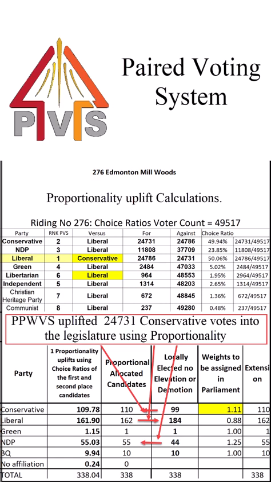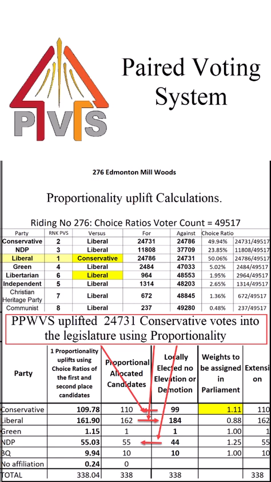PPWVS uses the sum of the choice ratios of each party to adjust the weights used in the legislature. PPWVS thus ensures voters are fully represented in the legislature. Weighted votes in this example form the basis of PPWVS, also known as Paired Proportional Weighted Voting System. PPWVS forms the basis of the weights applied to all the parties.